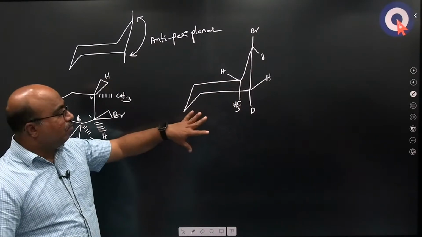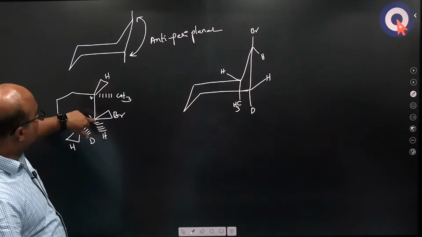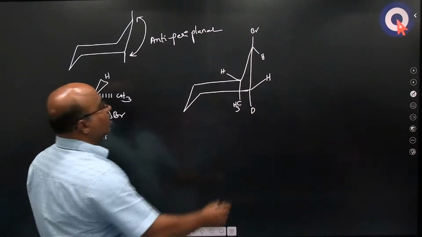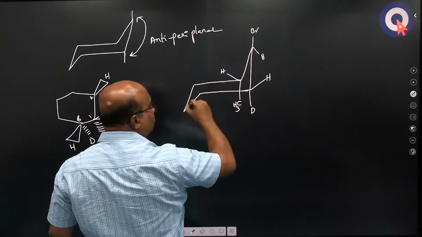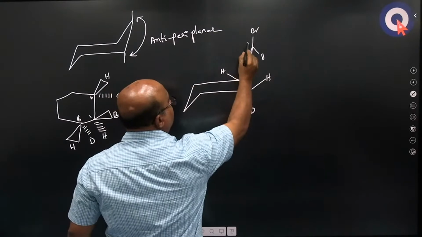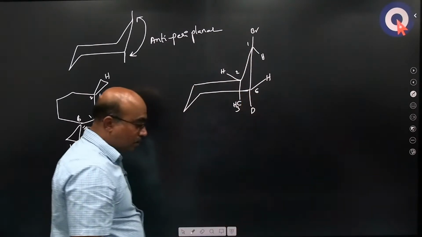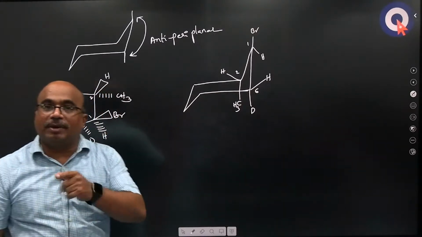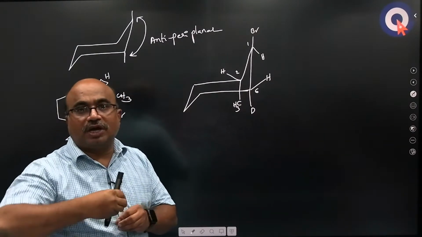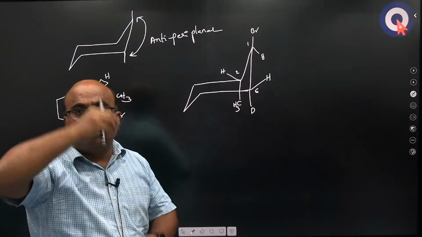So this is the same thing that we represented. So it is in the anti-clock direction. This is also in the anti-clock direction, where to move. So this is 1, this is 2, this is 6 again. So during this, what should happen? The leaving groups should always be anti-periplanar.